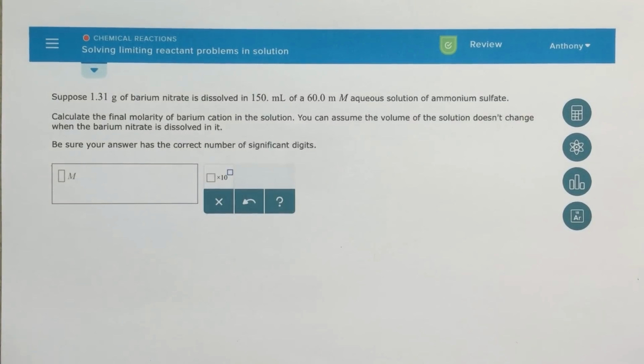All right, class, so this is an ALEKS topic that's called Solving Limiting Reactant Problems in Solution, and this is a really great review topic. It's testing us on a lot of different things, so let's make sure that we can do them all.